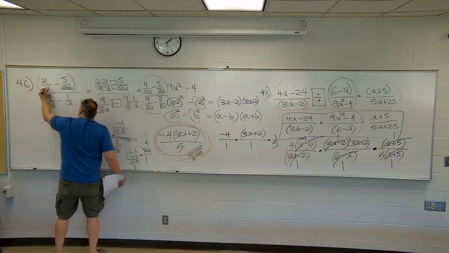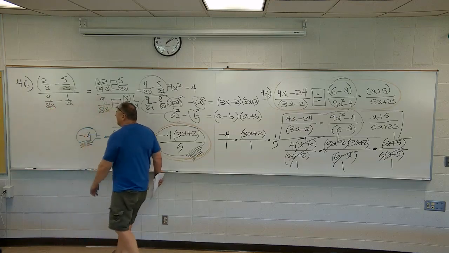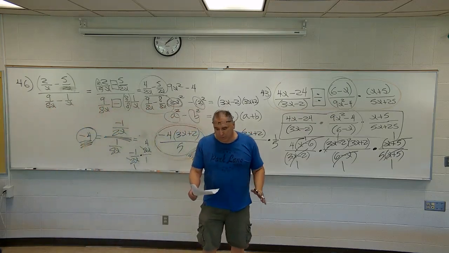Another way you could have done it is you could have taken the top, multiplied by something big to get rid of the bottom stuff, and multiplied by the same big thing down here to get rid of the bottom stuff, and it's going to give you this. That'll work too.